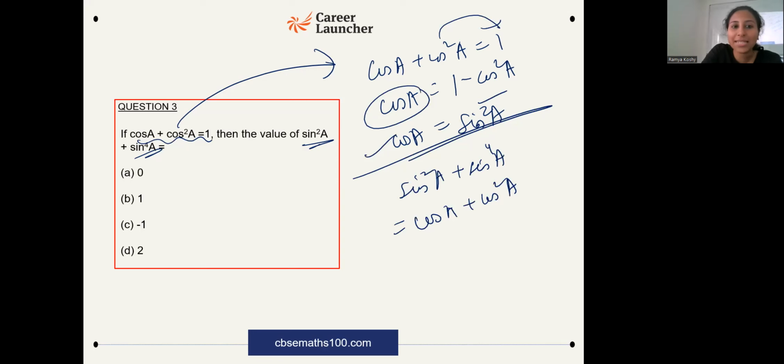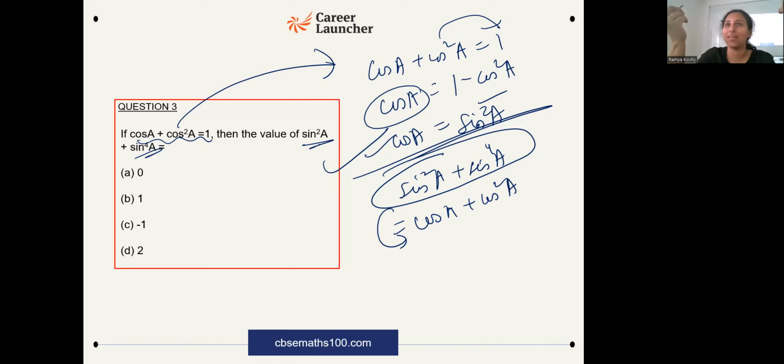Okay. Next, we have to find out sine square A plus sine A to the power 4. We already got sine square A as cos A. So this sine square A is cos A. What is sine A to the power 4? It will be the square of sine square A, that is, the square of cos A, because cos A is equal to sine square A. So this will be cos square A. What is cos A plus cos square A, already given in the question? It is given as 1. The answer will be 1. This question is also important as a 2-mark, 3-mark question. Alright?